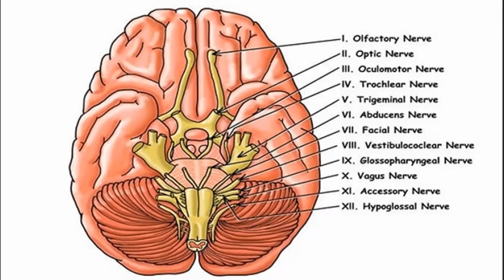All right, let's run through the cranial nerves quickly. So 1 olfactory, 2 optic, both of them from the cerebrum, 3 oculomotor, 4 trochlear from the midbrain, 5 trigeminal, 6 abducens, 7 facial, and 8 vestibulocochlear from the pons, 9 glossopharyngeal, 10 vagus, 11 accessory, and 12 hypoglossal from the medulla.